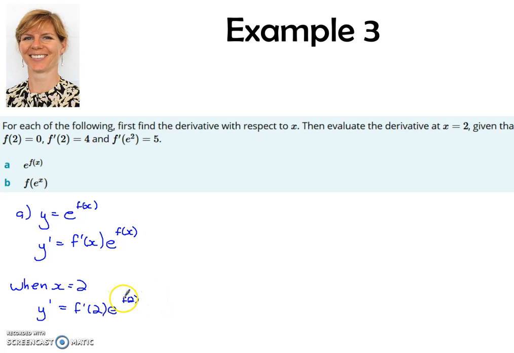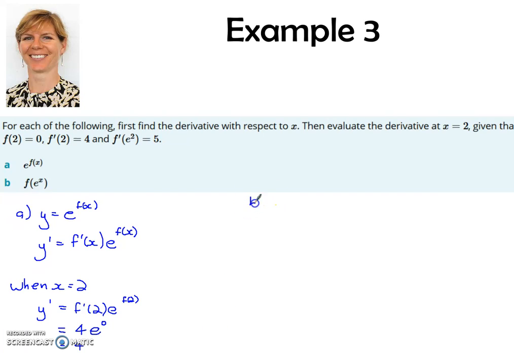So what we've got there is, here we go. We know f prime 2 is 4. We know that f of 2 is 0 from here. So we've got 4 times e to the 0. Of course, anything to the power of 0 is 1. So therefore, it equals 4. So when x is 2, the derivative or the gradient is 4.